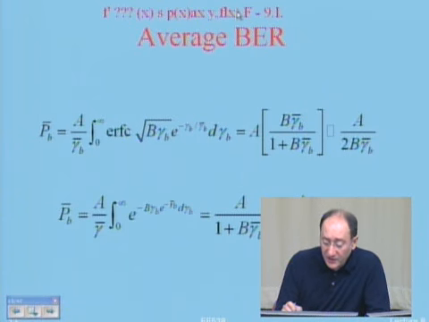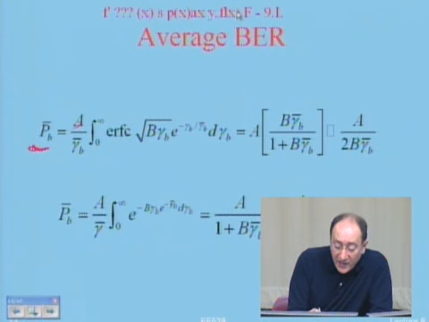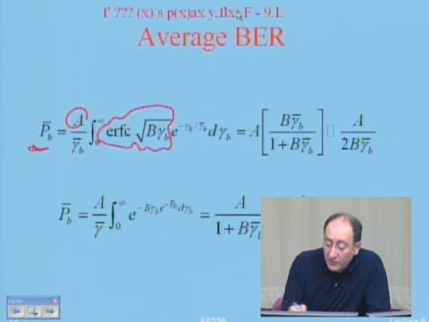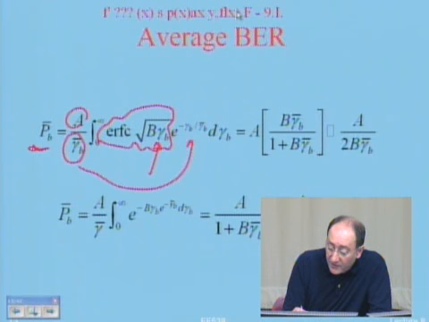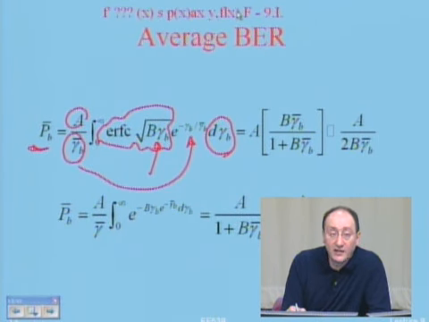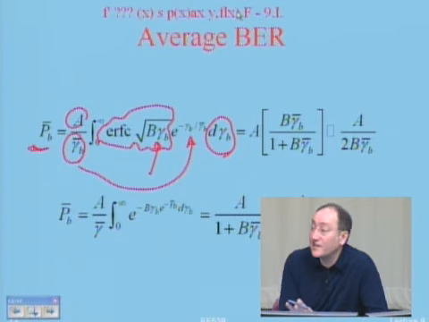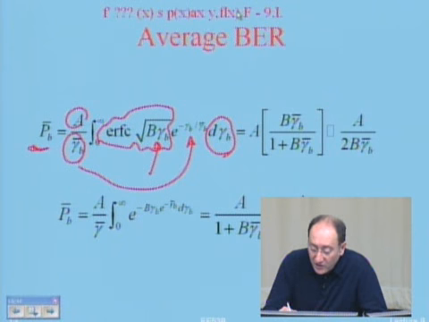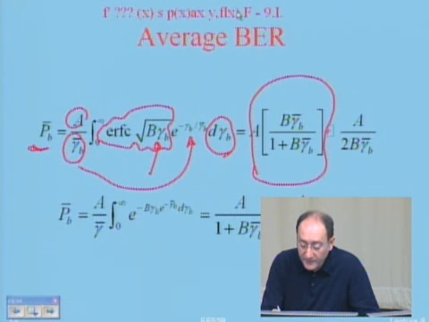So what I have in here now is that the average probability of error is A times erfc of this guy, times the probability distribution function of gamma sub B, which is this thing, and I have to integrate it over d gamma sub B. That's a very tough integral, but if you check the tables of integrals, it is available there. And the result is something like this.